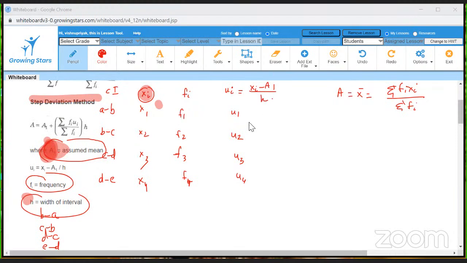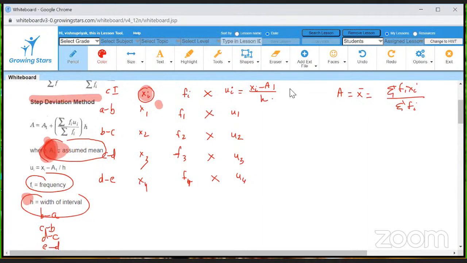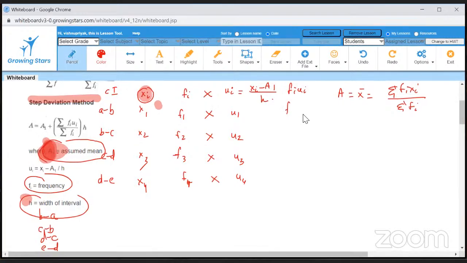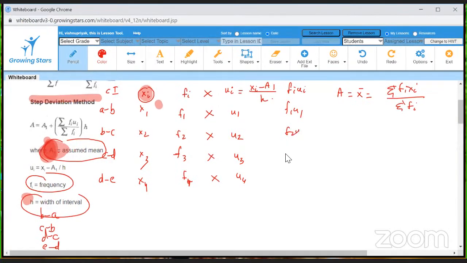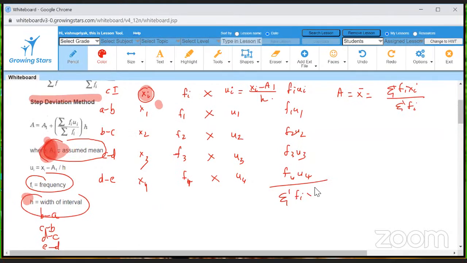After you get Ui's, you have to multiply Fi and Ui: F1 U1, F2 U2, F3 U3, F4 U4, and you will make an Fi Ui column. Now you will add up all the Fi Ui's.